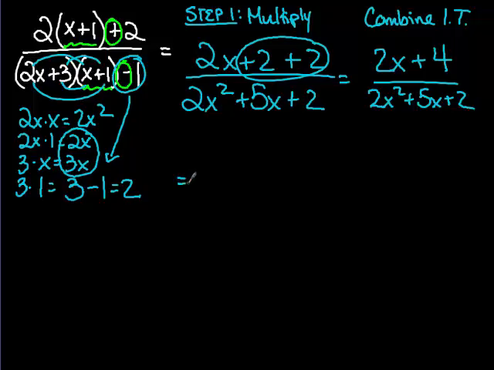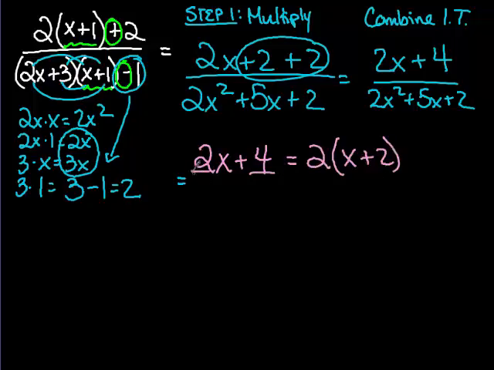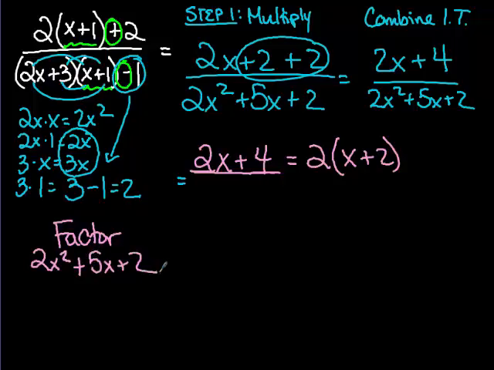Now first we have 2x plus 4. 2x plus 4 can be rewritten as, well, we want to factor out a 2: 2 times x plus 2. In the denominator, though, we have a trinomial. So we want to try to factor the trinomial, 2x squared plus 5x plus 2. Now you guys know I do slide divide, so we're going to multiply here. 2 times 2 is 4, so I'm going to have x squared plus 5x plus 4.